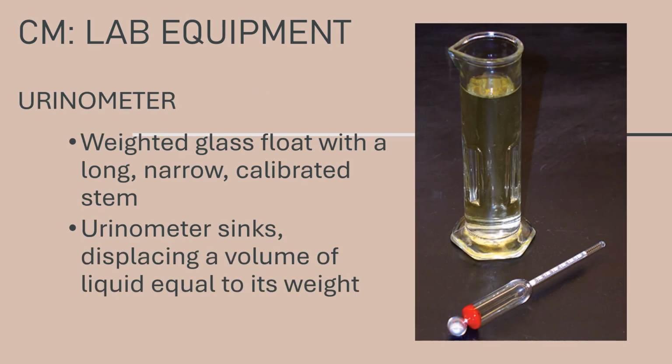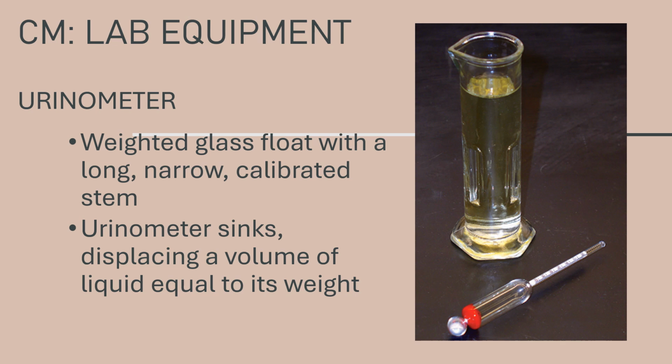Your urinometer. This is a weighted glass float with a long, narrow calibrated stem. Please note the image here. You have here a glass float, and this is your calibrated stem. This urinometer sinks, displacing a volume of liquid equal to its weight. This is usually calibrated with distilled water.